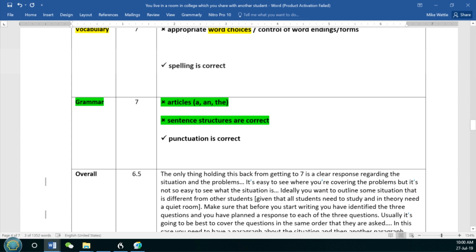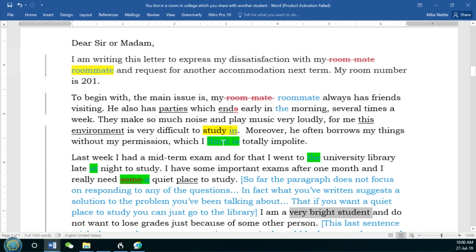Grammar, 7, couple of errors with articles, one error with sentence structure. Let's take a quick look. Can't really see what's wrong here. I think I added these words in. I think originally it was "which", which I think is totally implied. It's probably just, I mentioned brain fart in another video. Sometimes we have an idea in our mind and we know how it should be written, but it just doesn't come out that way.